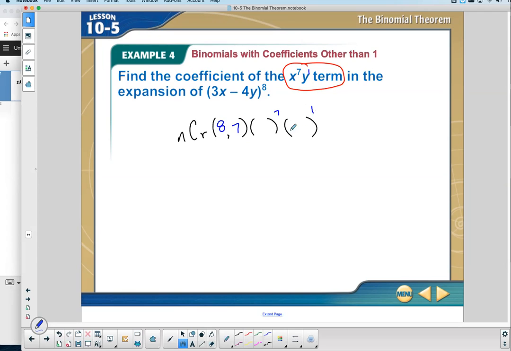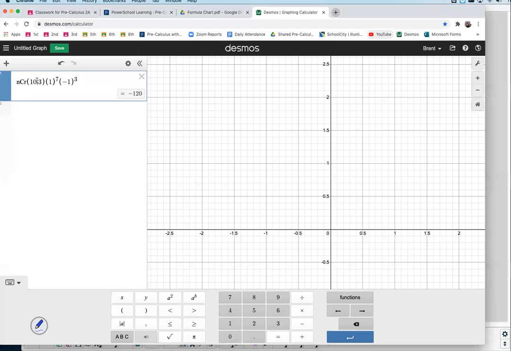This is odds of winning. This is odds of losing. For this particular problem, it's a 3 and a -4. If we type this in the calculator, this will give us the right answer. nCr 8, 7, 3 raised to the 7th, -4 raised to the 1st. It's -69,984.